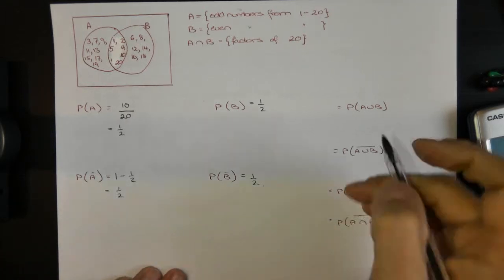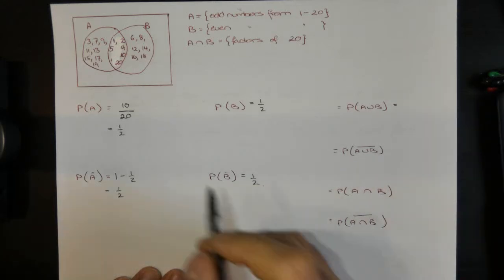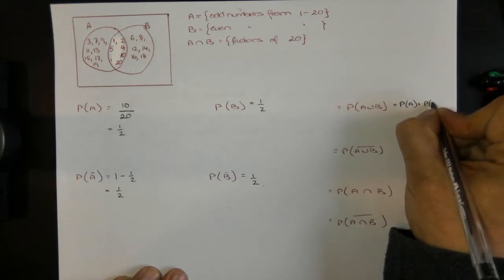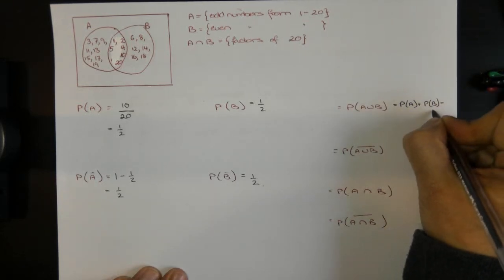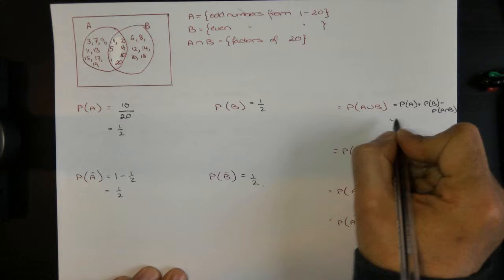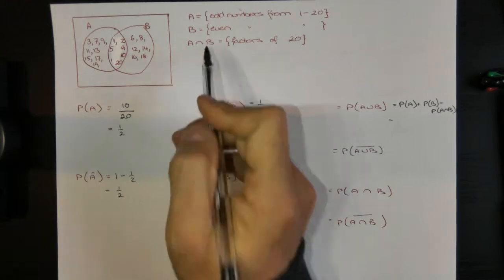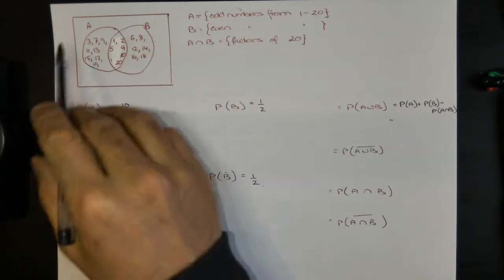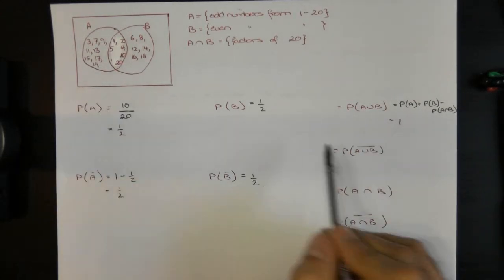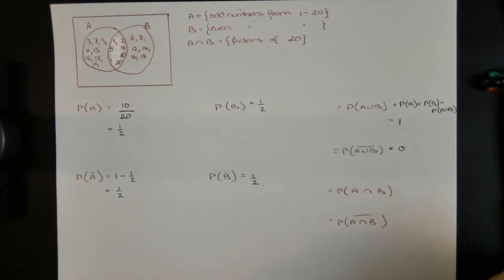We want the probability of A union B. So what we mean by that is the probability of A plus the probability of B minus the intersection, because you don't want to add those together twice. But the problem is that this Venn diagram was not the best one. So in this case, the probability of the union of picking a number between 1 and 20 is obviously 1. The probability of not picking a number from 1 to 20 will be 0, impossible.